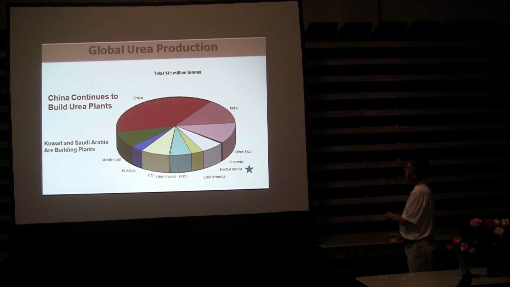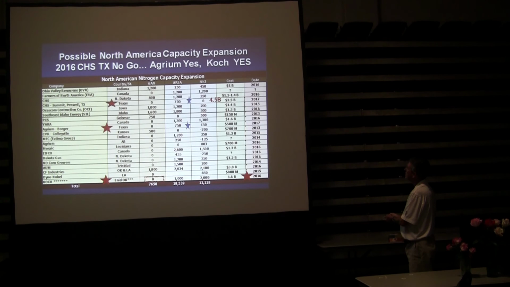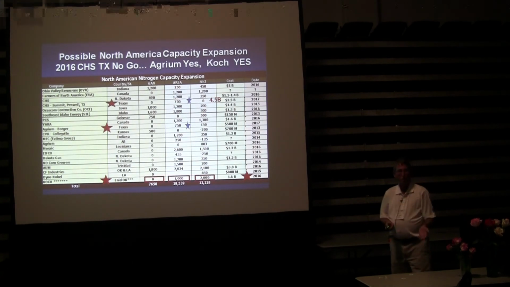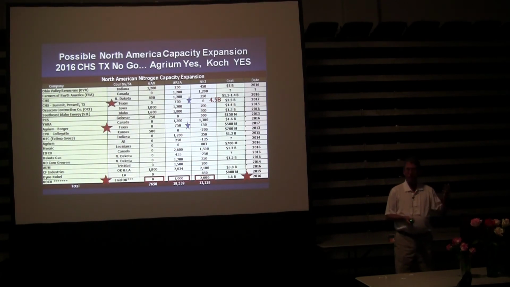So here's the global urea production, and here's North America. But with the cheaper natural gas, and people paying so much for urea and anhydrous ammonia, it's the pendulum switching back the other way.